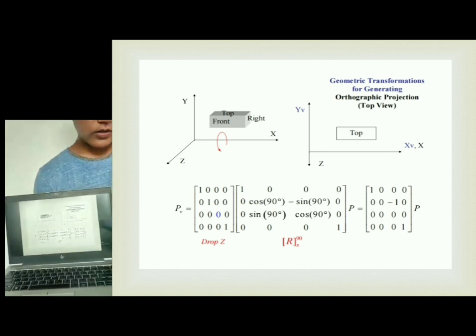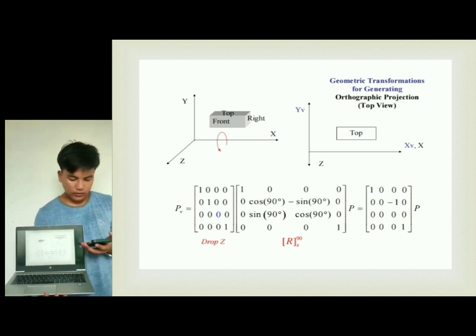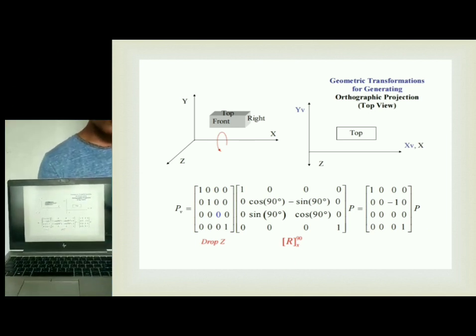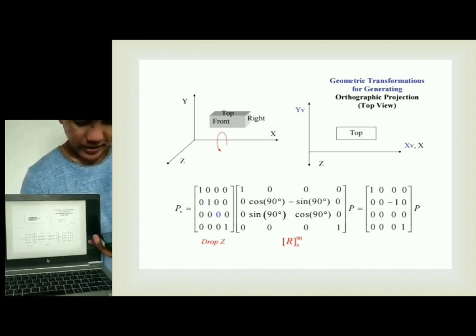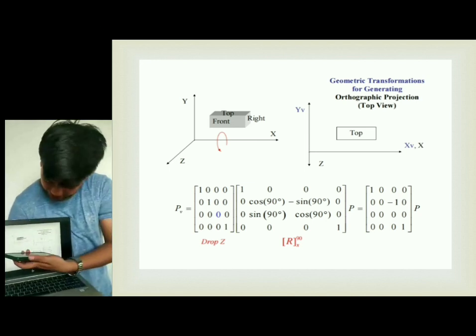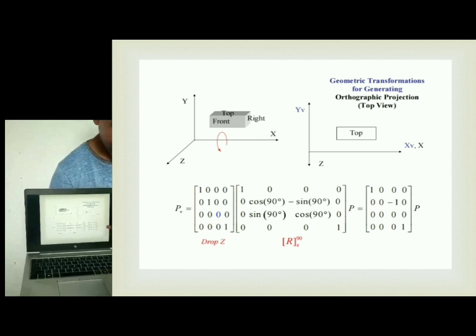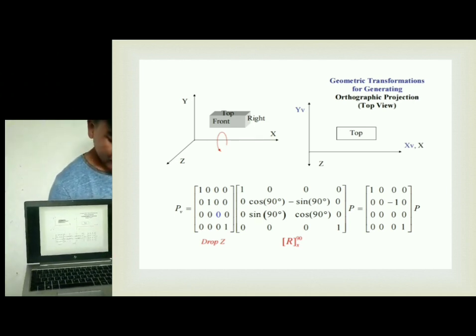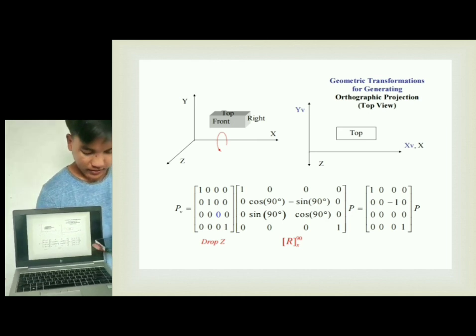Now the focus is the top view. The matrix equation used has the trigonometric functions cosine and sine of 90 degrees. As you can see in the matrix, the cosine of 90 degrees is equal to 0. Then the sine of 90 degrees is equal to negative 1. And the sine and cosine entries in the remaining positions are equal to 0.